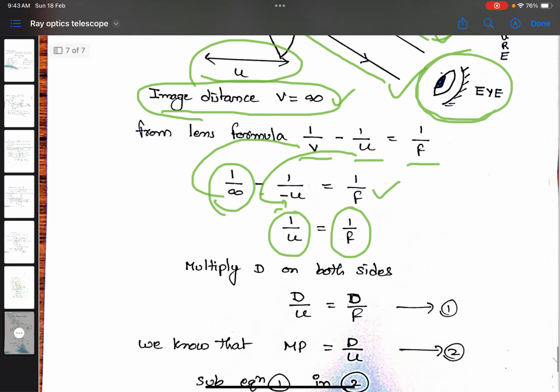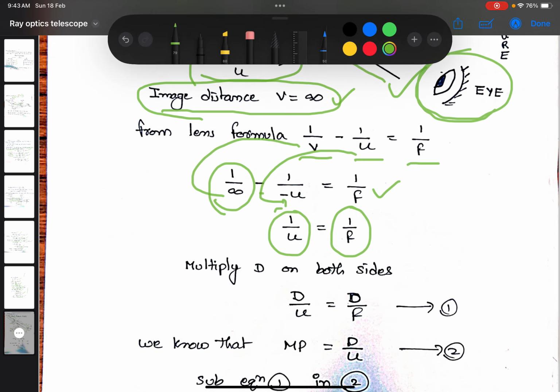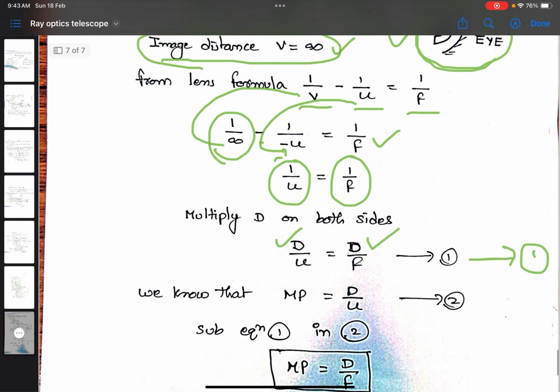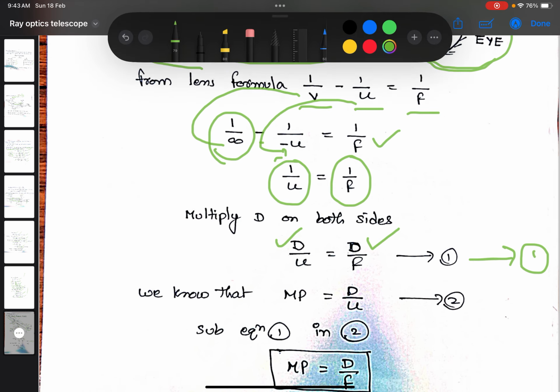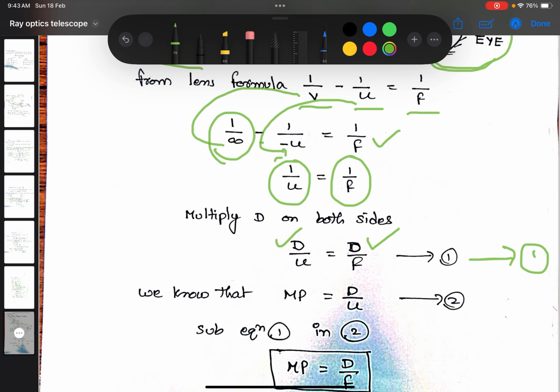After getting this equation, on both sides I am going to multiply by capital D. Then what will happen? D by u is equal to D by f. Let us assume this is equation number 1. And in the first part, I mean when the object is placed at the near point, in that case, we already discussed that magnifying power is equal to D by u. Let us assume that is equation number 2. Now substitute equation number 1 in equation number 2. So finally you will get magnifying power is equal to D by f.